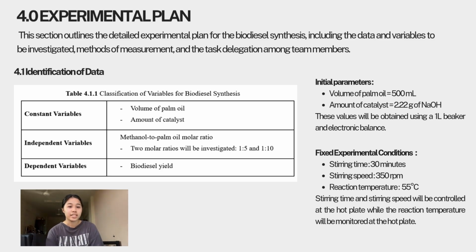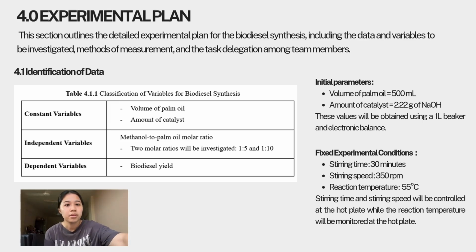The second one is independent variable, which is methanol to palm oil molar ratio, and we will investigate the difference between molar ratio of 1 to 5 and 1 to 10. And the last one is dependent variable, which is the biodiesel yield.